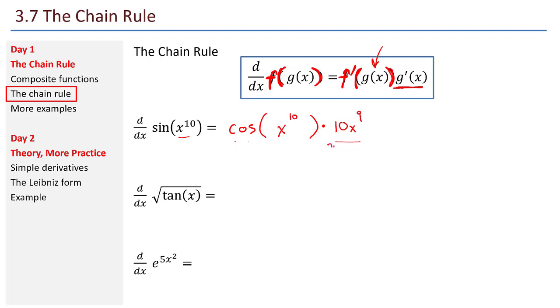That's the derivative of sine of x to the 10. Second example, square root of tangent of x. The outside function is square root. Inside of that is tangent. What's the derivative of square root?